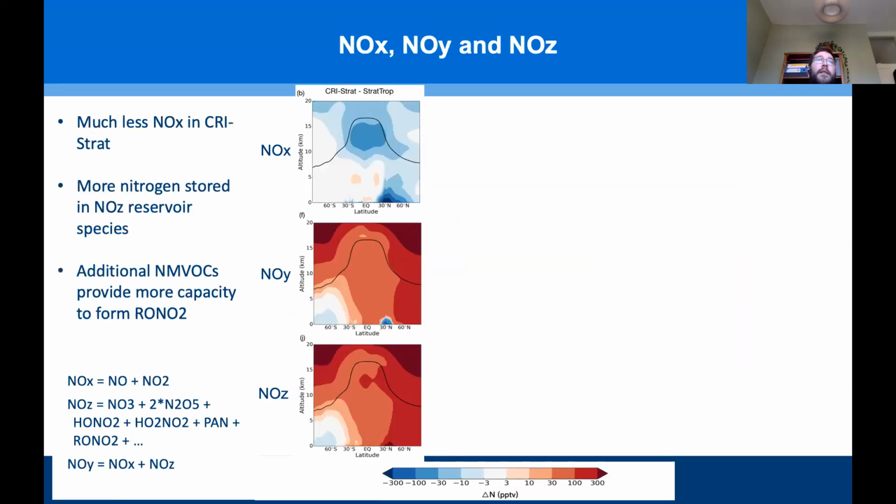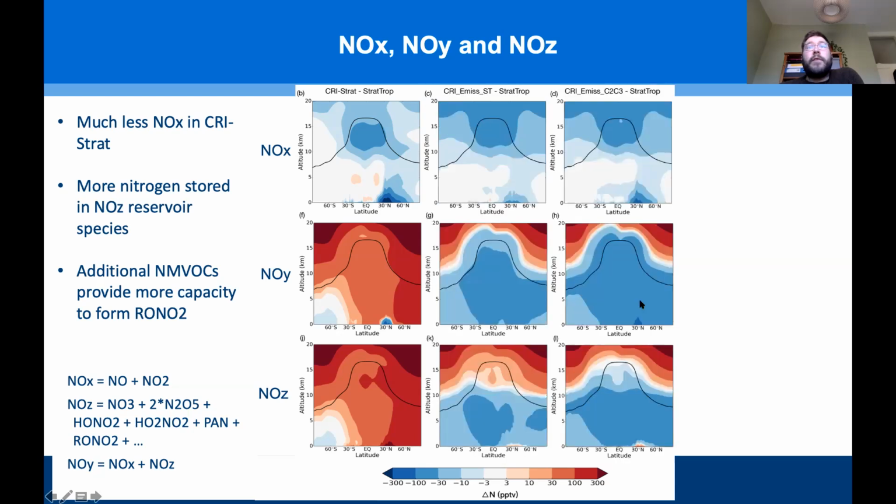And just the final little comparison here is looking at differences between NOx, NOY, and NOZ. This is actually some of the biggest differences in the mechanism you see here. You actually get a lot less NOx in CRI-Strat. And a big reason why is because a lot more of it gets stored as reservoir species. Because there are a whole load of different organonitrates and higher PAN species and greater production of nitric acid, particularly when you have additional VOCs, you can form a lot more of these nitrate reservoir species, which you form a lot less of when you're running with the Strat-Trop emissions, because you don't have those higher VOCs available that you need in order to form that RONO2.